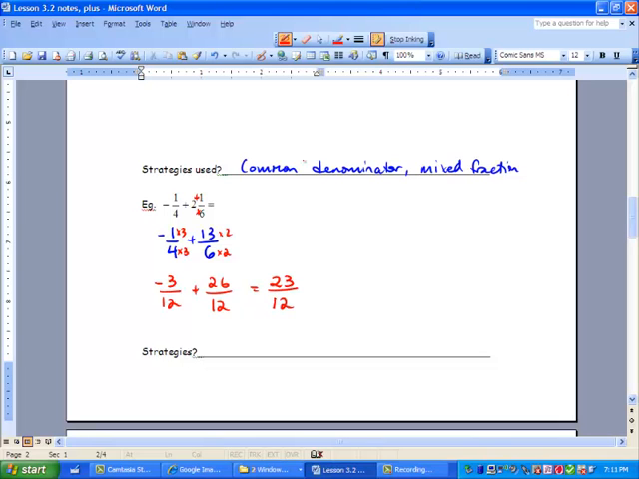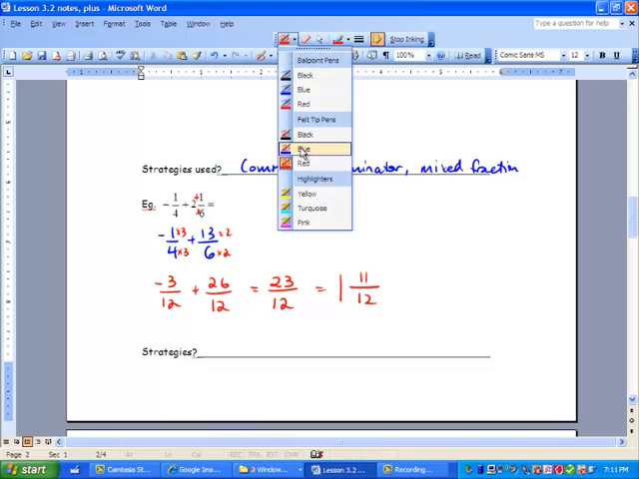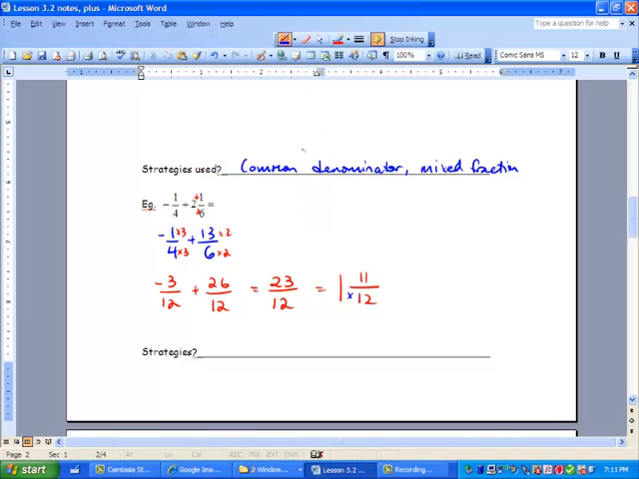Now let's put this into a mixed number. How many times does 12 go into 23? It goes in 1 time with 11 remainder. We can check our answer: 12 times 1 equals 12, 12 plus 11 is 23, and that's 23 over 12. The strategy that we used: we changed to improper fractions.